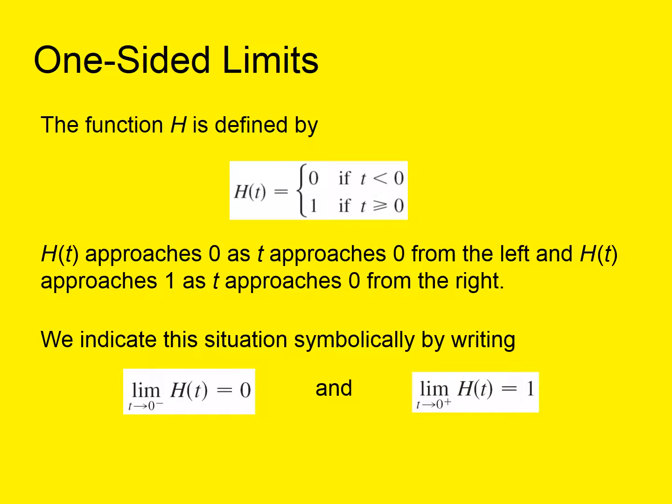We indicate this situation symbolically by writing the limit as t goes to 0 from the left, with a little negative symbol that looks like it's in an exponent. Limit as t approaches 0 from the left of h of t equals 0, and the limit as t approaches 0 from the right of h of t equals 1. Okay.